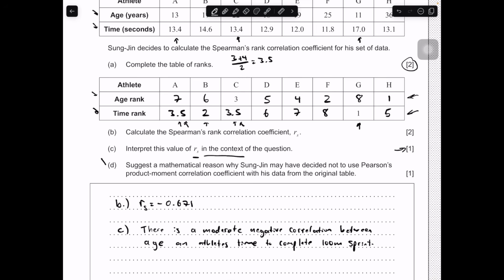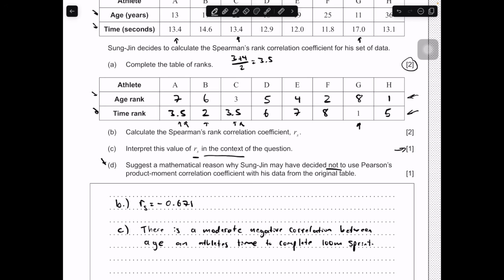Part D. Let's go on. 1-mark question. Suggest a mathematical reason why Sung-Jin may have decided not to use Pearson's product moment correlation coefficient with his data from the original table. So why he did not want to use Pearson's. So remember, Pearson looks for linear correlation, where Spearman just looks for an increase in one variable is associated with an increase in another variable, increase or decrease.